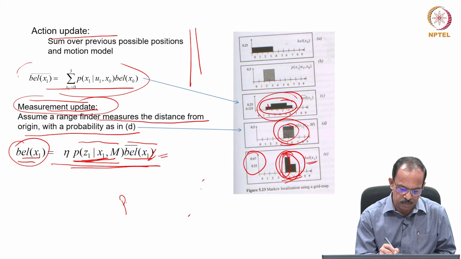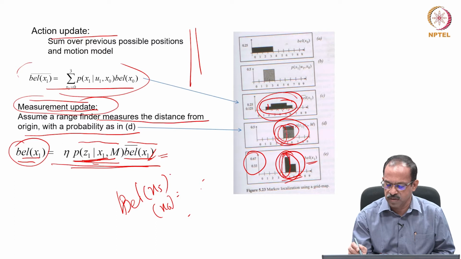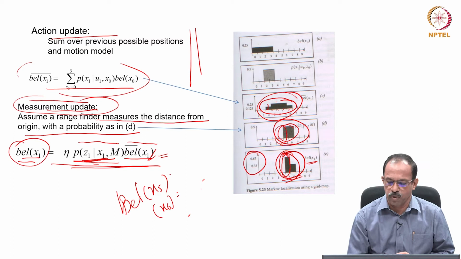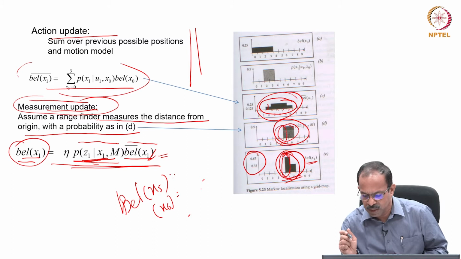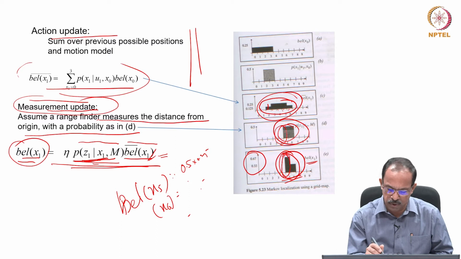So, you can actually set the belief state, the belief that the robot is at x5 or x6 can be obtained by this. So, you have 0.5, the robot is at 5 is 0.5 from the sensor and 0.25 from the prediction. So, this is 0.5 into 0.25, and at 6 it is 0.5 into 0.125. So, this is the probability that the robot is at x5 or x6.